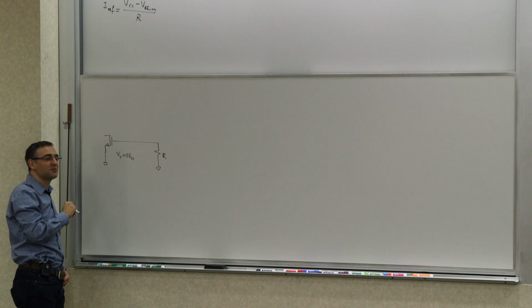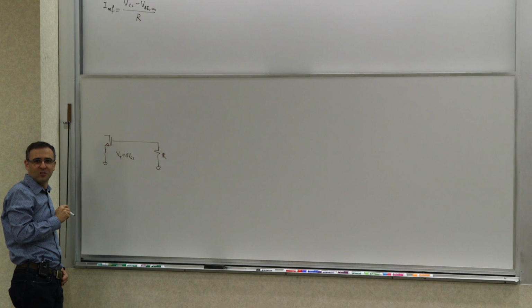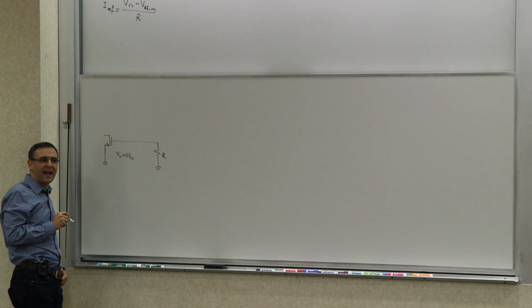Would there be current flowing through this resistor? Because this current has to come through the gate, right? So what happens if I actually do just this? If you actually did this, what would happen?